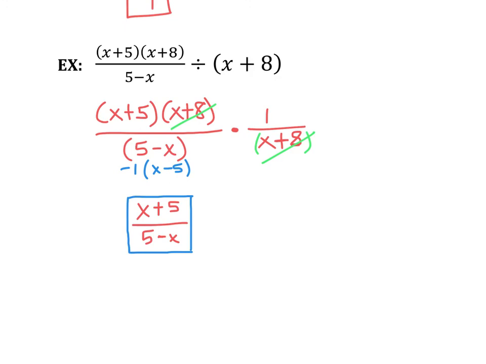So if we look at what our final answer is, our final answer is x plus 5 in the numerator divided by 5 minus x in the denominator.